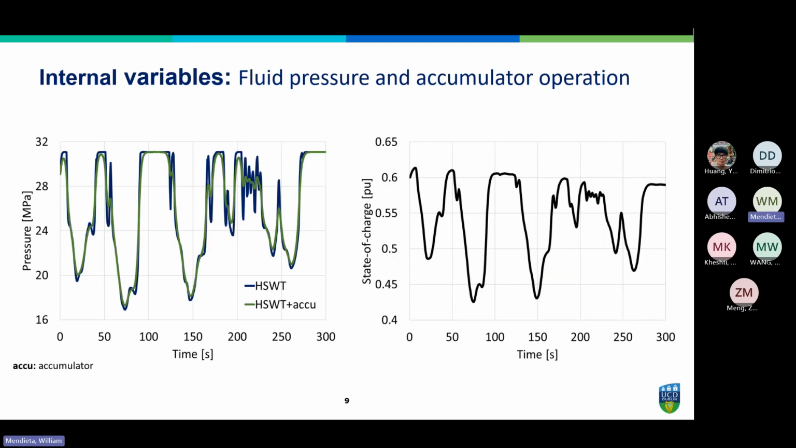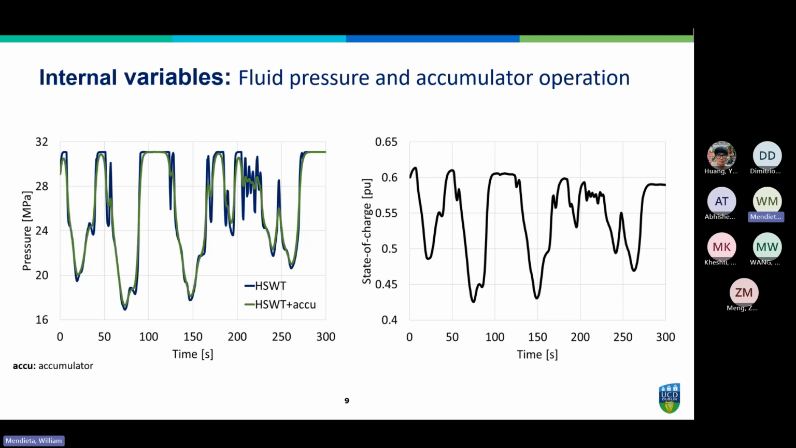So we are showing here some internal variables which are a critical factor for deciding the parameters for the control system. So the figure on the left compares the fluid pressure, the fluid within the hydrostatic transmission, between a hydrostatic wind turbine and a hydrostatic wind turbine equipped with an accumulator. So again, by looking at this figure, we can see that the presence of the accumulator impacts the pressure dynamics, making it smoother. The figure on the right shows the accumulator state of charge.